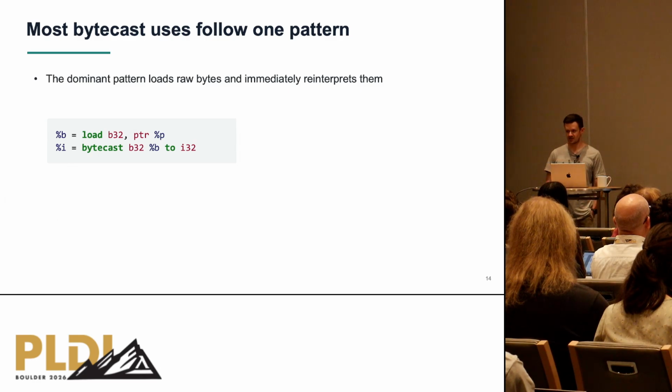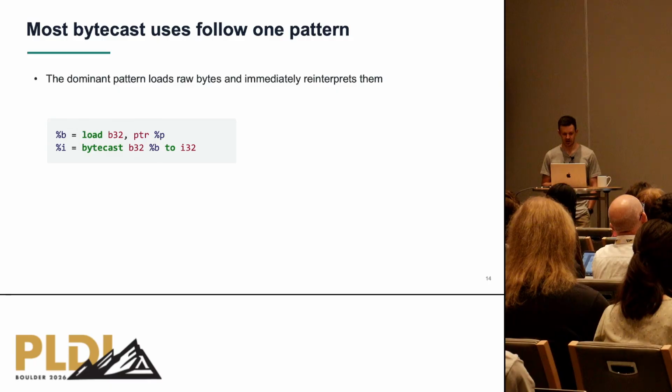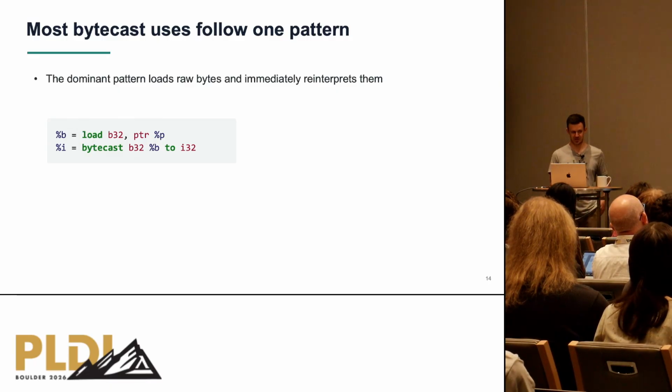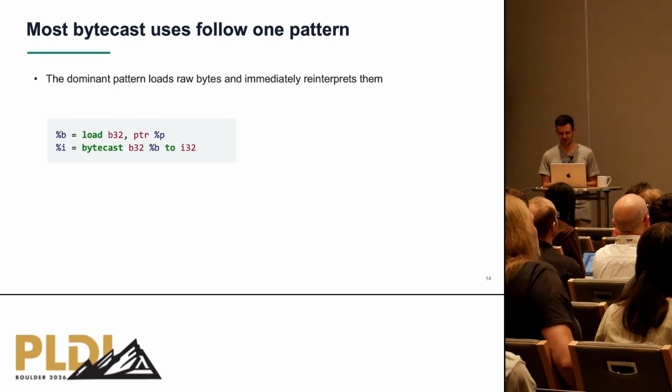So we analyzed the emitted bytecasts in our code and found that most of the bytecasts follow a really simple pattern, which is we load raw memory and then immediately cast it to another type, for instance, an integer.